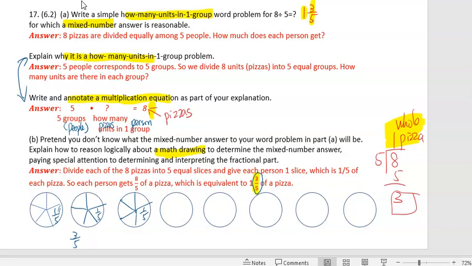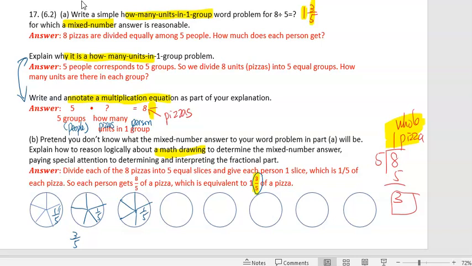From this equation we can tell this is a how many units in one question, because the question mark asks how many pizzas in one person. So that is exactly a how many units in one group question. Again, you can see 5 people corresponds to 5 groups, and 8 units divided among 5 groups. So we will get how many units per person.